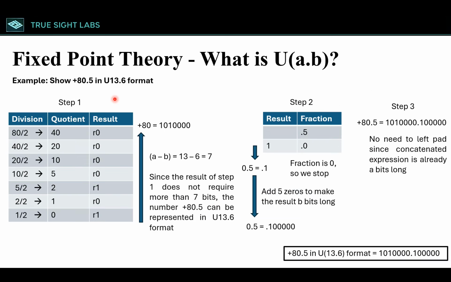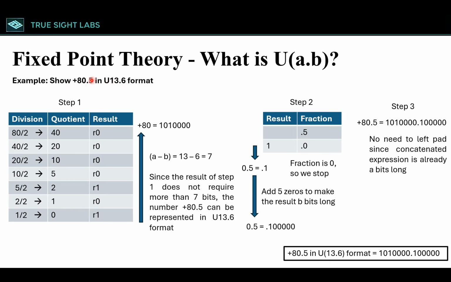So here's an example of evaluating that same number in its U13.6 format. U13.6 just means that it's unsigned, so you can only represent positive numbers in the U format. Like, you can't represent negative numbers. -7 cannot be expressed in this format. It has to be positive. Only positive numbers can be represented in the U format.